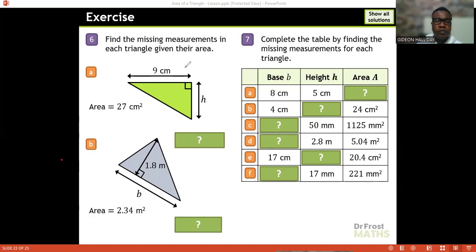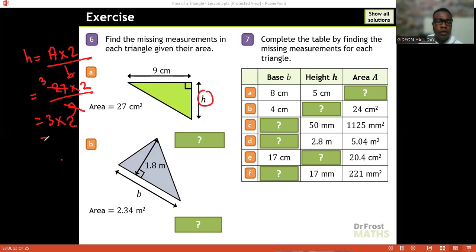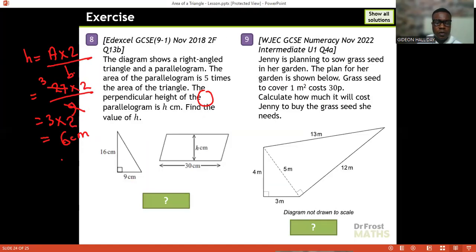So let's do this. Find the missing part, that's H. So you always know what to do, right? So area. To find height, you need to do area times 2 divided by the base. So area is 27 times 2, and then the base is 9. So 9 cancel 27 is 3. So you have 3 times 2, and that gives you 6 centimeters. So that's 6 centimeters.